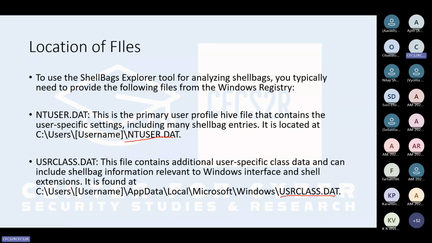When we are talking about Shellbag Explorer, it is a tool in which you will be able to find out which different files we are going to use. To use the Shellbag Explorer tool for analyzing shellbags, you typically need to provide the files. One is available in C:\Users\your username, and the file is visible as NTUSER.DAT. The second file is available in AppData\Local\Microsoft\Windows\UsrClass.dat.